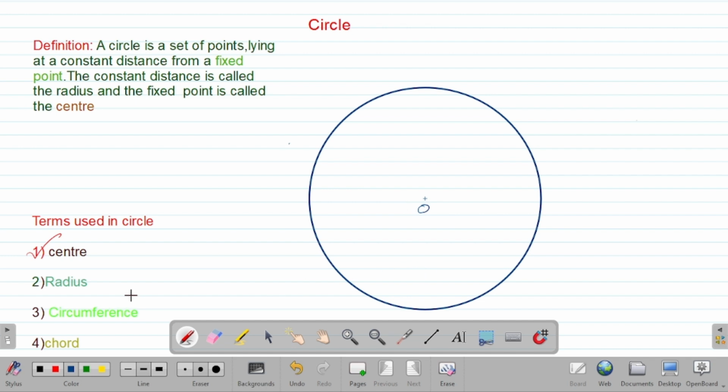Now the radius. By definition, the constant distance from the center to the edge is called the radius of a circle. If we draw a line from the center to the circle or edge of the circle, then you will get the radius of the circle. Here, OM is the radius of the circle.